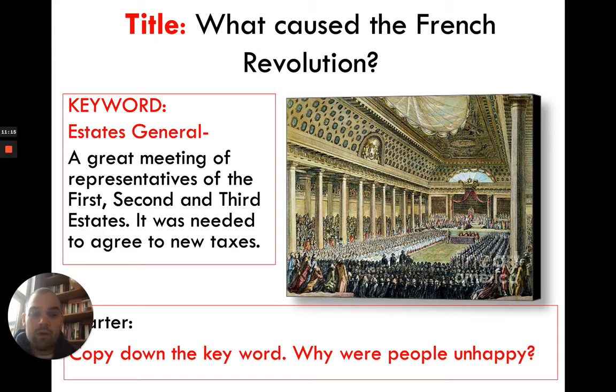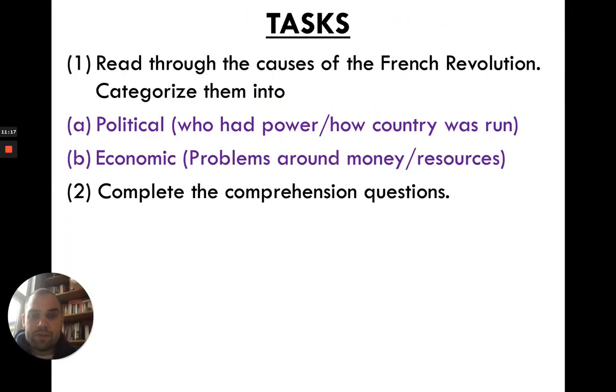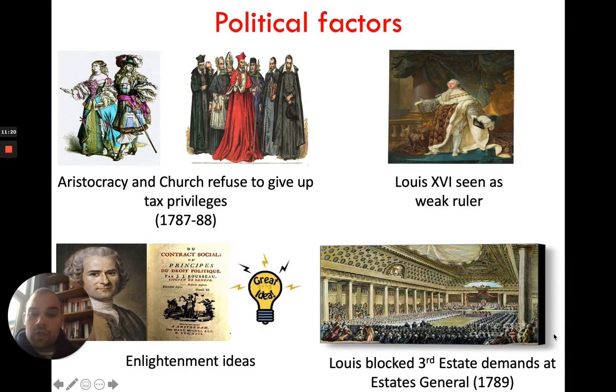Okay. Now, when the Estates General meets, though, the problem is the Third Estate, who are 98% of the population, they essentially say to Louis and his ministers, well, look, we'll bail you out. We'll give you the money you need, but only if you agree to certain changes in how society is run. Only if you give the Third Estate, most of the population, a bigger say in how the country is run. Now, King Louis blocks those demands. He says, no, I'm not going to do that. Society will stay exactly as it is, but I need this money.